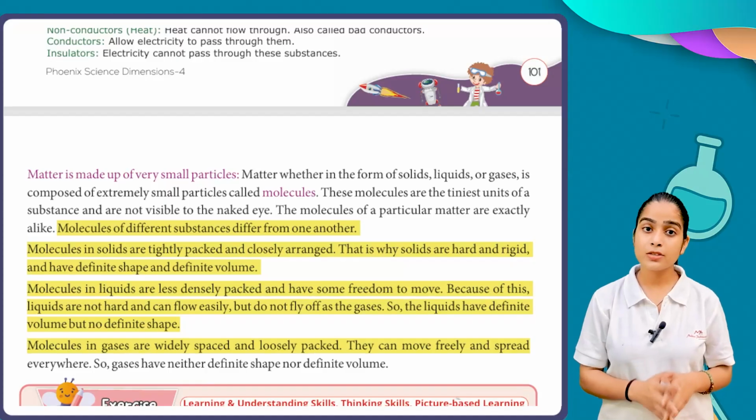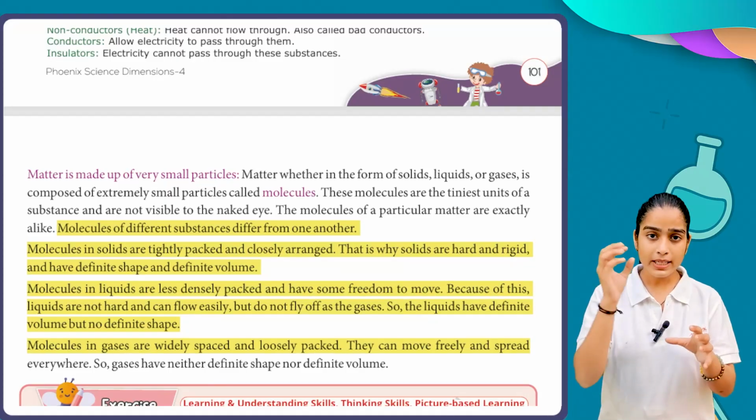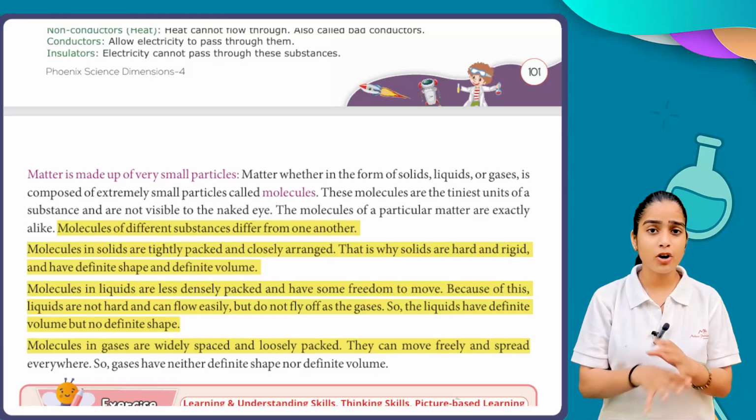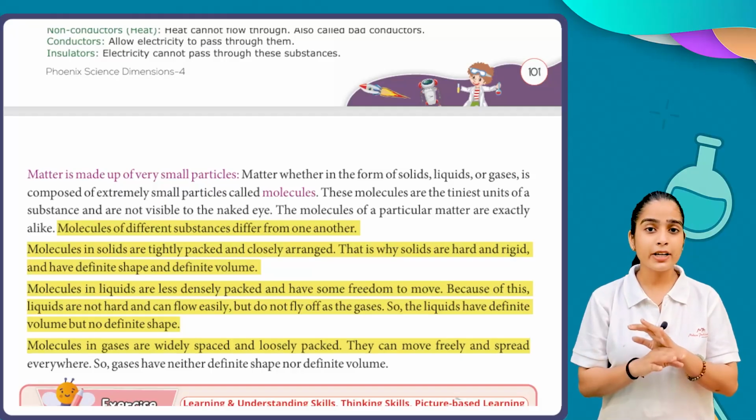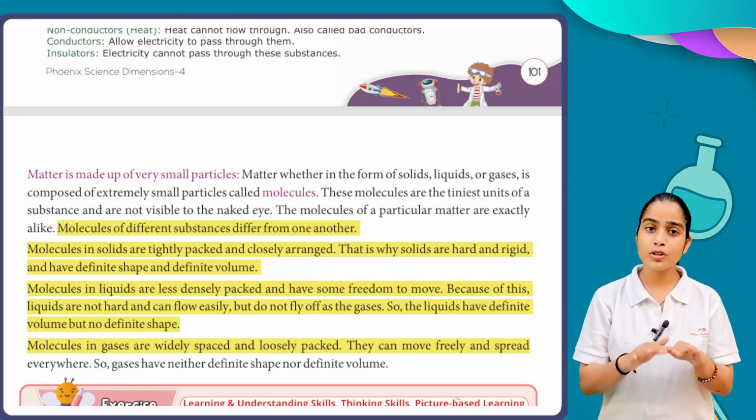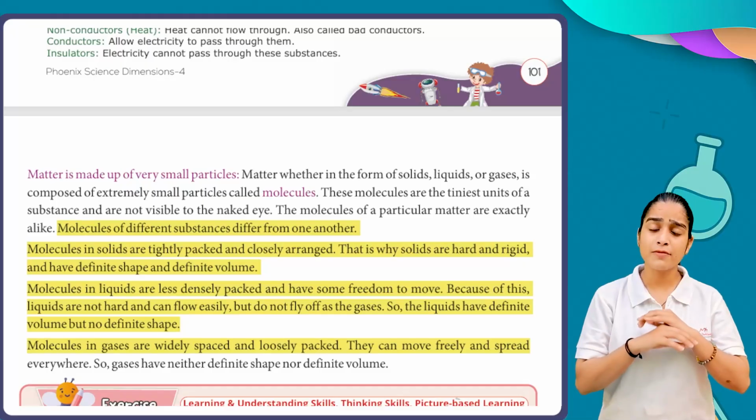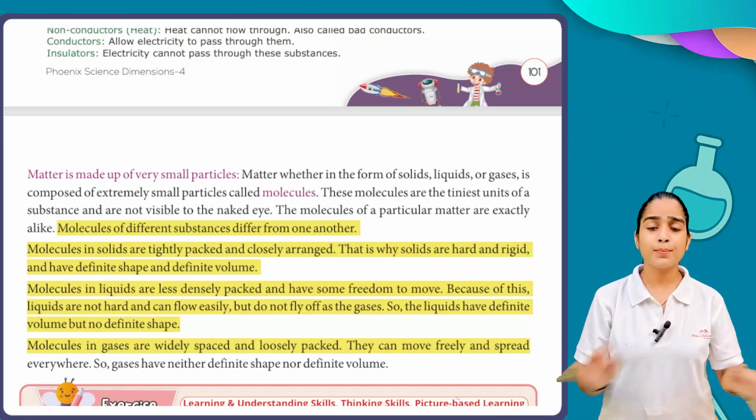Next we have gas. We cannot take it inside any container. We cannot handle it. So it means gas does not have any definite shape or any definite volume, because the particles are very loose. They can move freely and are very far apart from each other.